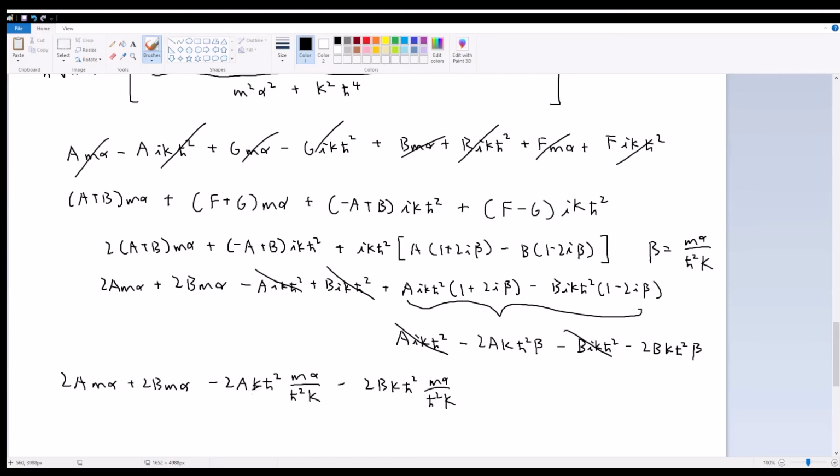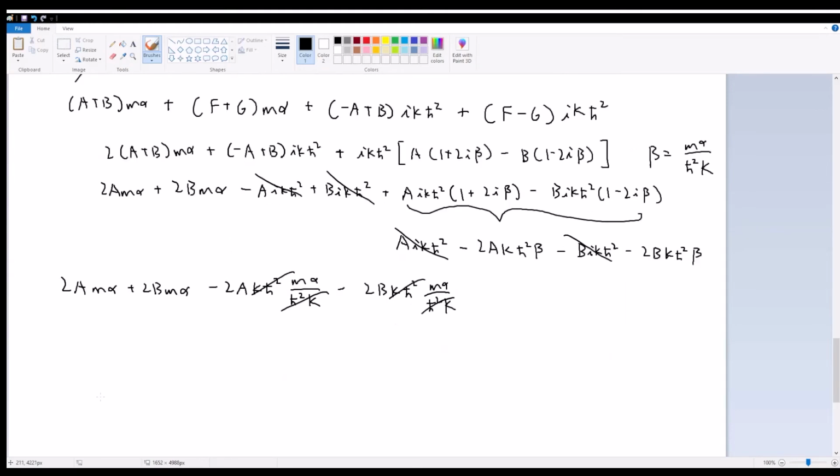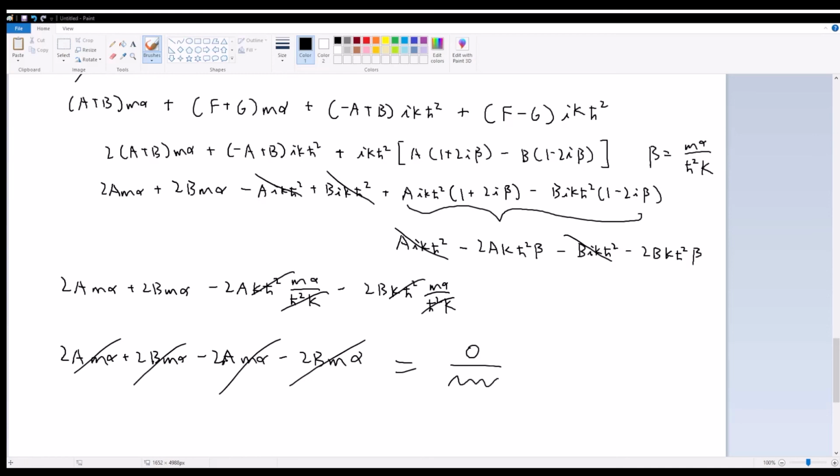Immediately you should see that the h bar squared k's cancel, so what we're left with is 2a m alpha plus 2b m alpha minus 2a m alpha minus 2b m alpha. So these automatically also cancel each other out, so the final result is 0 over a bunch of garbage at the bottom that doesn't matter. The final result is 0, therefore we have proven orthogonality between the scattering states and the bound states.